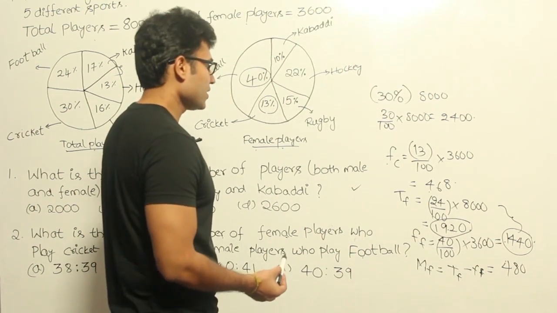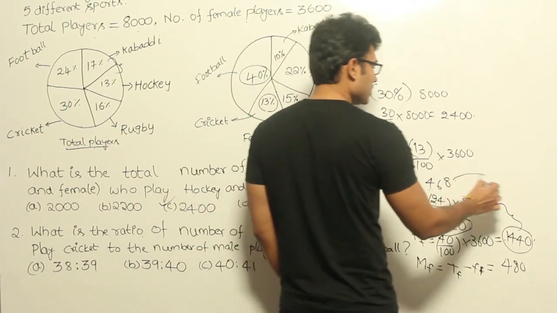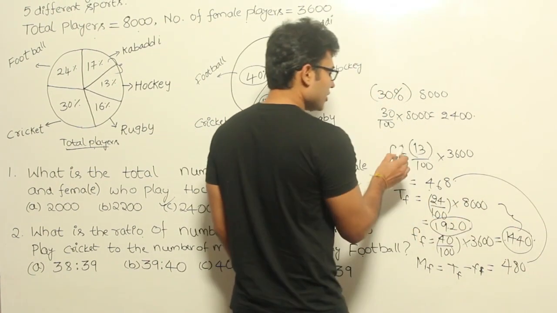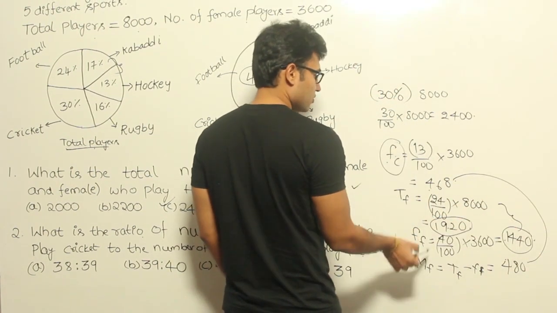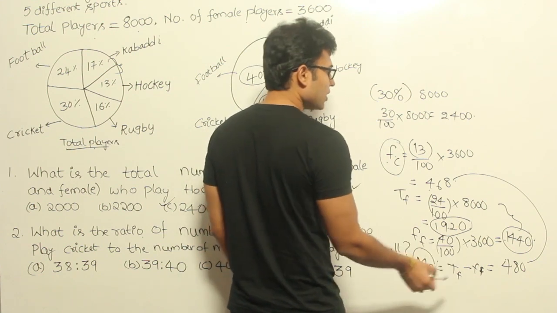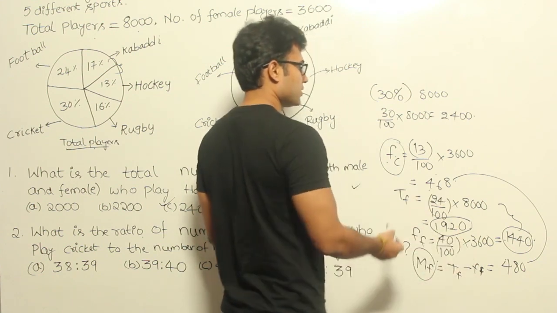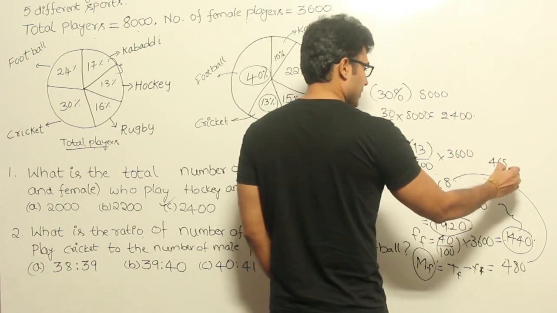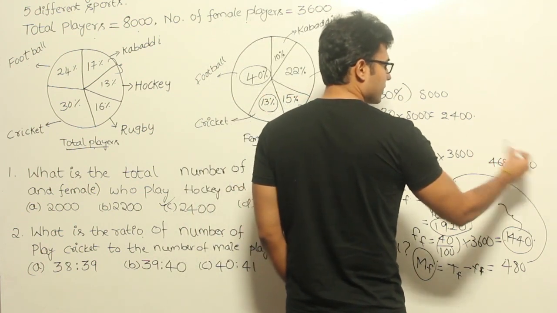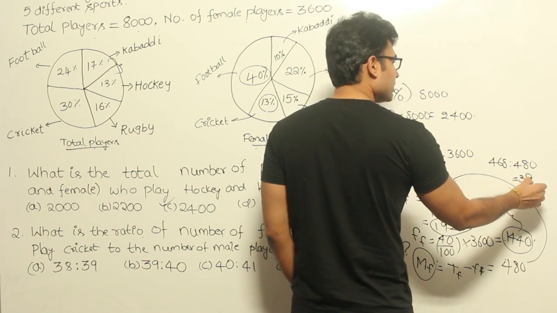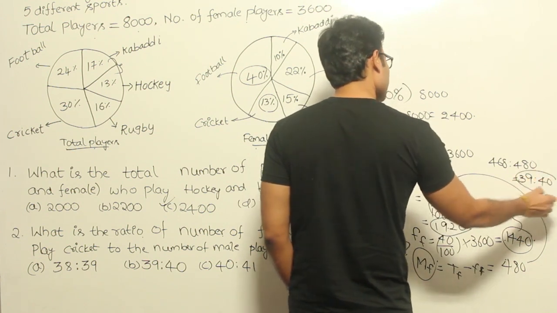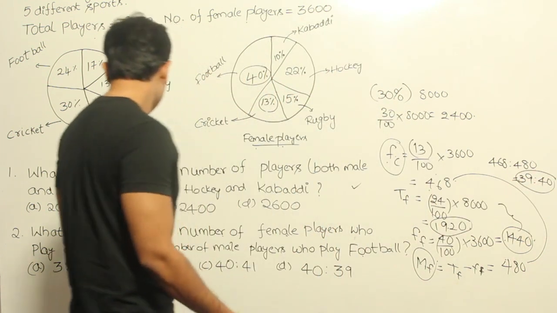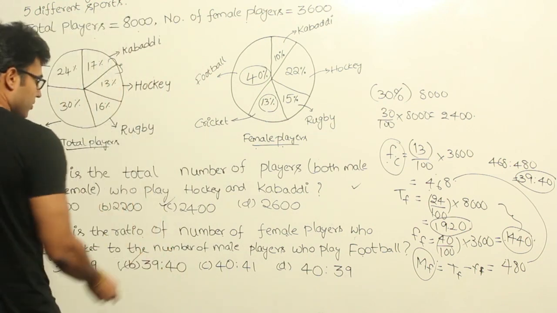And finally they have asked us for the ratio between these two, right? So female players who are playing cricket to the male players who are playing football. Now the ratio between these two is asked. So it is 468 is to 480. This one is going to be 39 is to 40, right? So this is the answer, option number B.